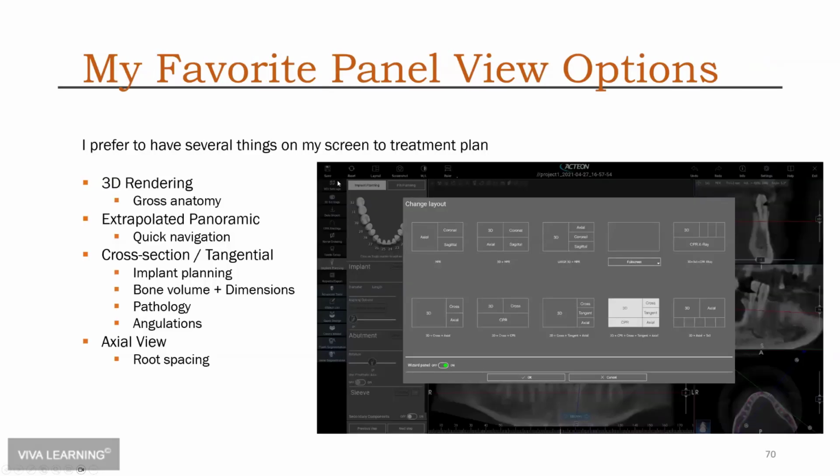So both CT softwares have different views. This is a view template that I like to use, which has the rendering pretty large. It has the CPR, which is the curved planar reconstruction, aka pano. And then you have the cross-section tangent, which is just 90 degrees to the cross-section, and the axial. And that's going to show you everything you need to see, especially if you're doing implant planning.